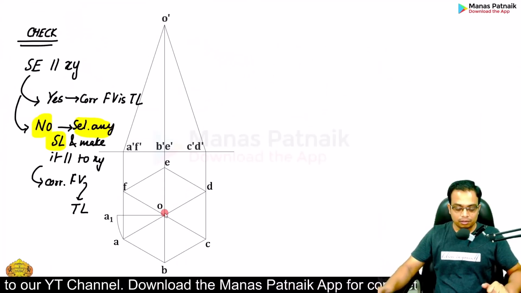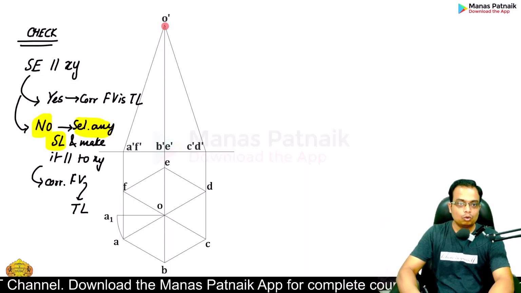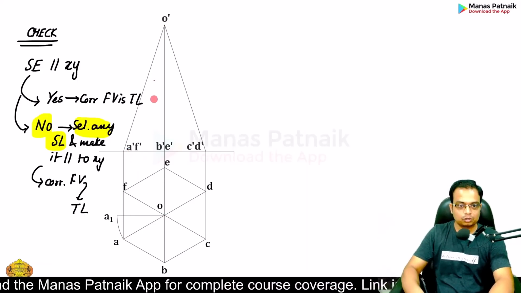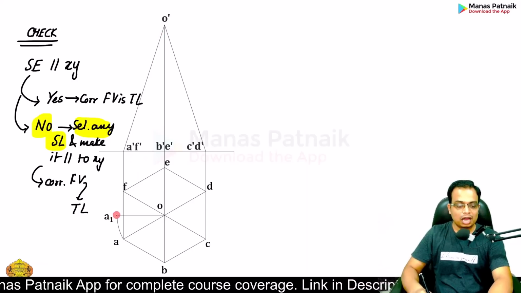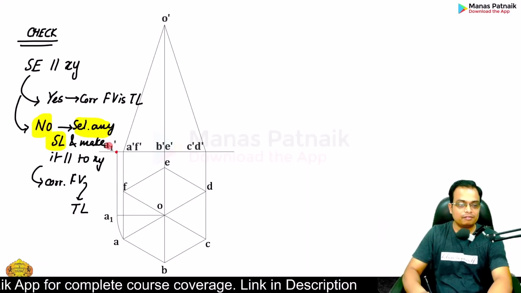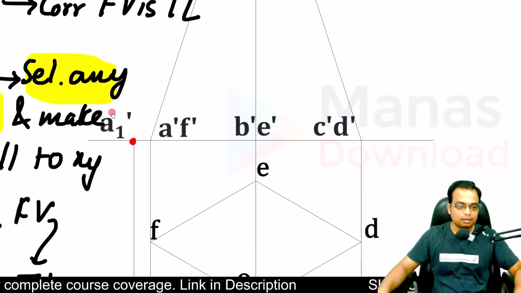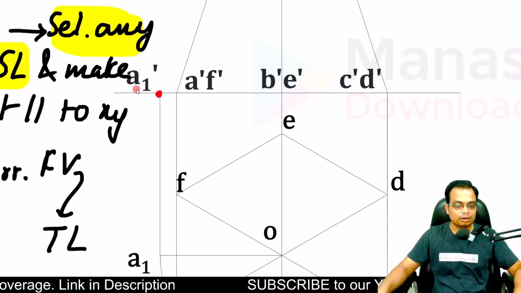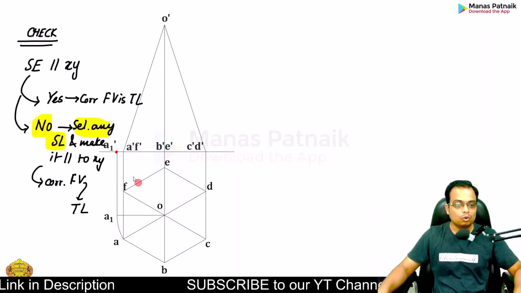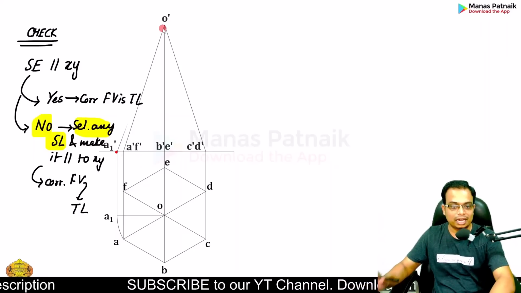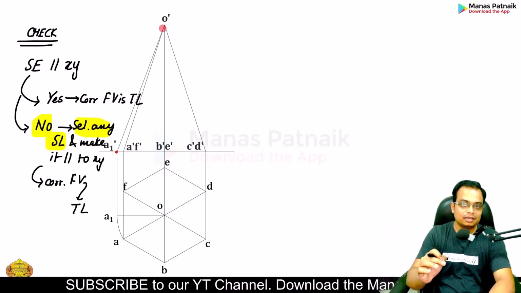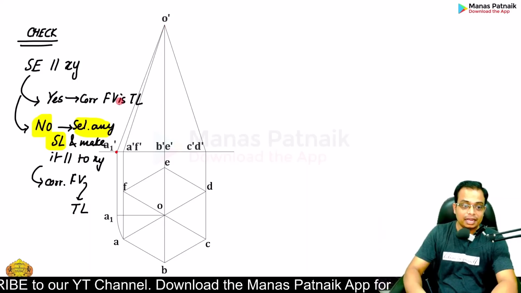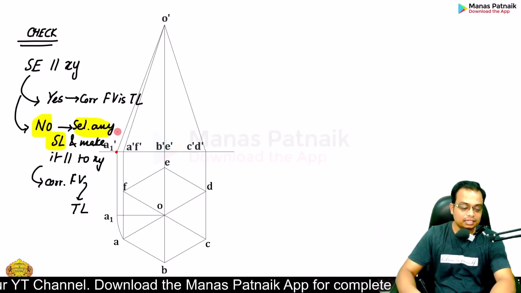Now, this O dash, A dash is the old stuff. The new stuff is O dash, and this A1 is going to have a new location in the front view. This is A1 dash. Just like A was connected to O, you have to connect A1 dash with O dash, and this now qualifies as your true length. I hope I have made myself absolutely clear. A1 dash and O dash is now your true length.